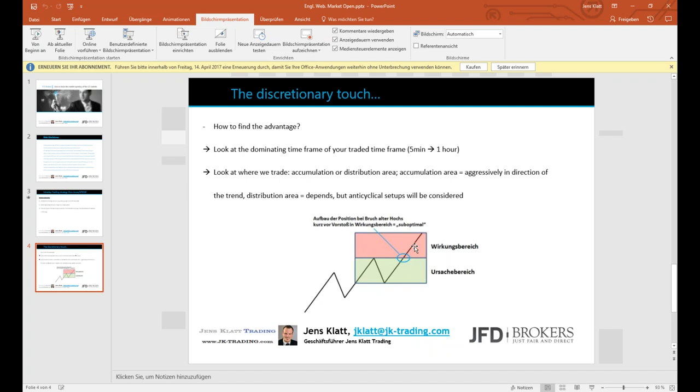So this is the discretionary touch, as already said. Usually I really prefer to show these thoughts here in a live market environment. I do not like to show you, and that's by the way one of the reasons I already closed the other presentation, charts from the past where I say, well, look how great this played out.